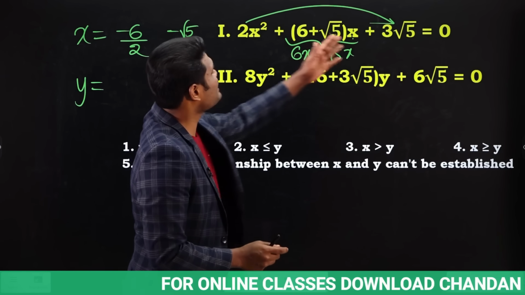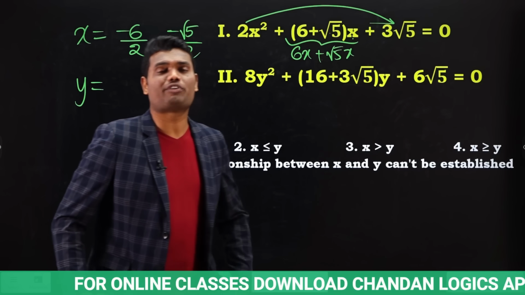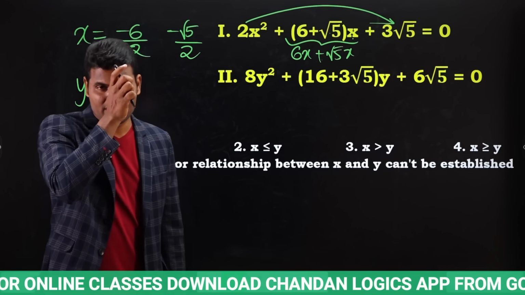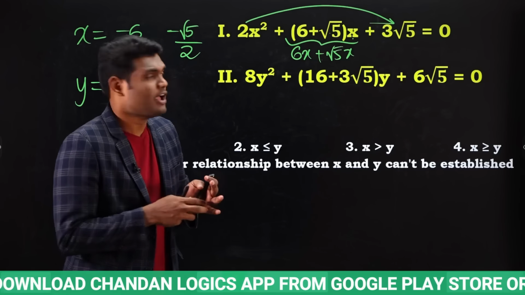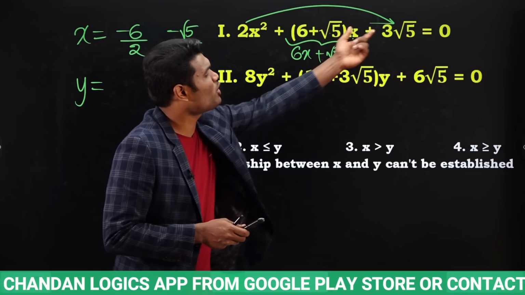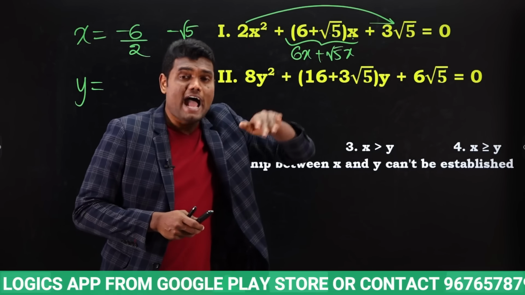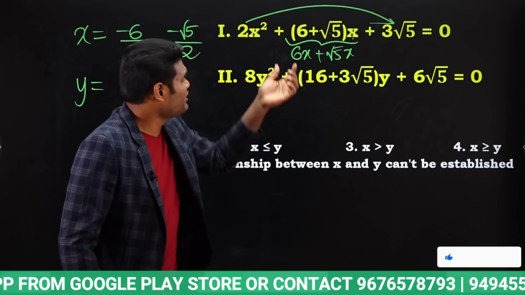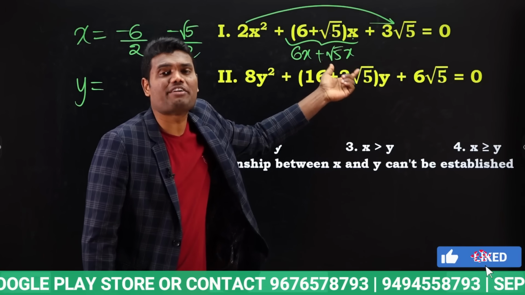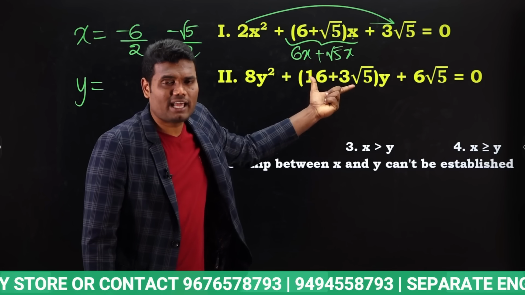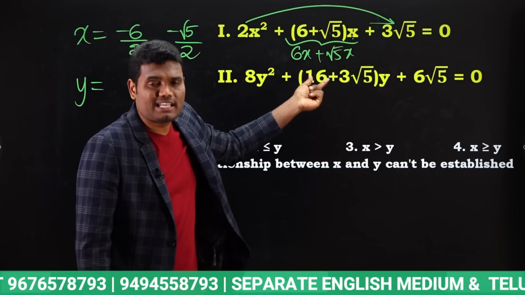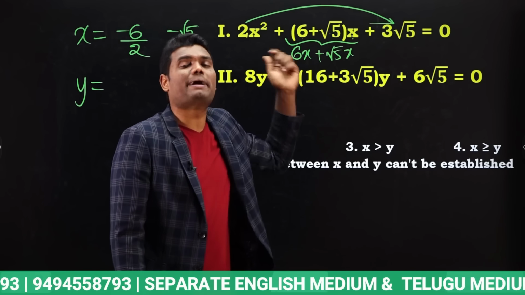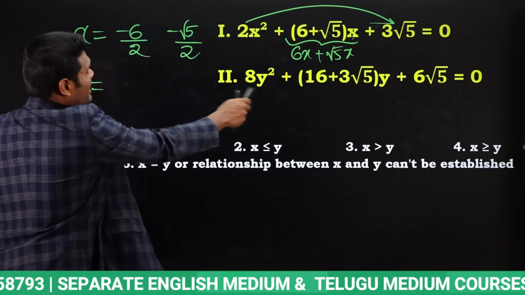When you multiply the AC values, 2 into 3 root 5 is nothing but 6 root 5. It is very clear, 6 plus root 5. Now if you multiply 6 and root 5, you are going to get 6 root 5 directly, which means this is 6x, this is root 5x. Now you are splitting this. When you split this, roots will have opposite signs. Plus 6 will be minus 6, plus root 5 will be minus root 5. Yes or no? Now similarly, look at this one.